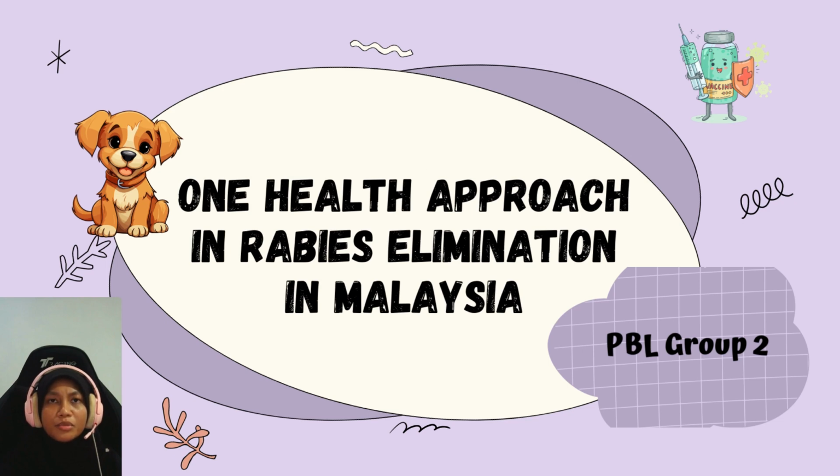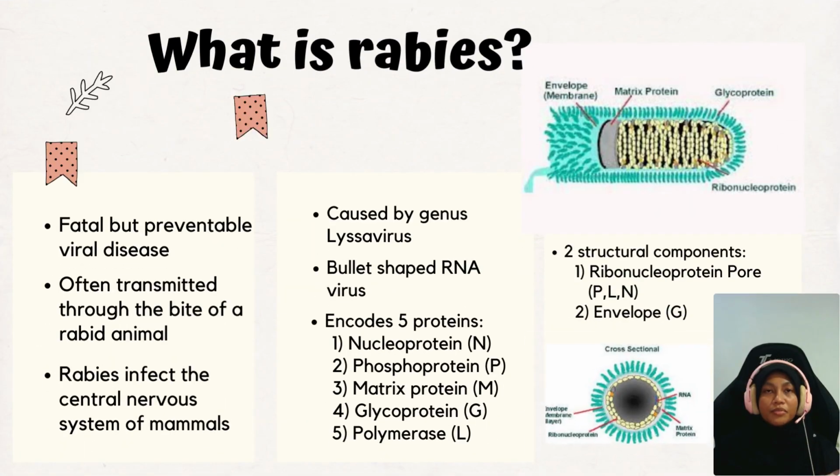We are from Group 2, and would like to present our PBL output based on a rabies case entitled One Health Approach in Rabies Elimination in Malaysia. Our team members consist of me, Anis, Shafika, Aisha, Akila and Gayatri. Before I go deeper into the topic, here is an introduction to what rabies is.